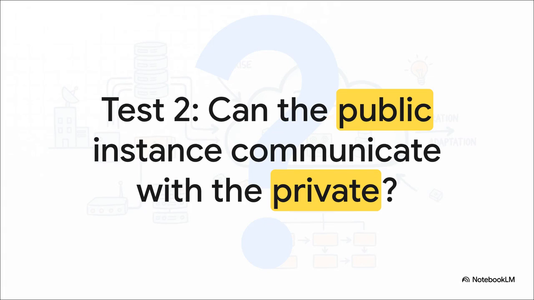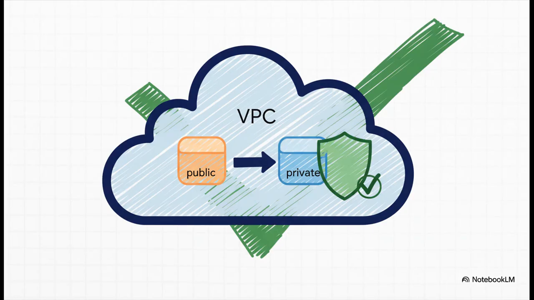So test 2 is about the internal path. Now that we're inside the public instance, can we reach the private instance from there? This is going to validate our east-west traffic flow and our internal security rules. And that's another success. This tells us two things. One, that the implicit routing inside the VPC is working perfectly, and more importantly, that our security group rule allowing the public instance to talk to the private instance is functioning just as we intended.